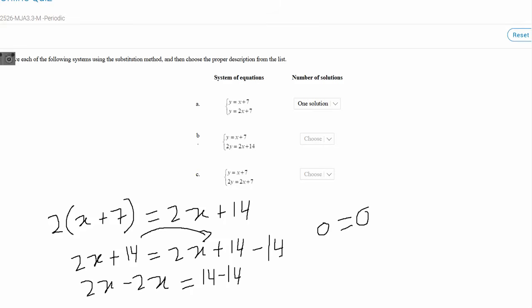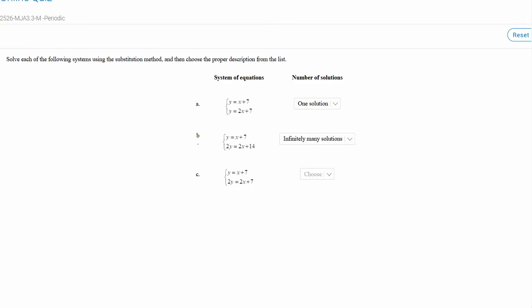0 is equal to 0. 0 is always equal to 0. So what does that mean? Infinitely many solutions, right? Because it's always true. Even if you didn't have 0 here, whatever you put in these numbers, you always get 7 equals 7, which is true. 7 is always equal to 7. So let's go to the next one.